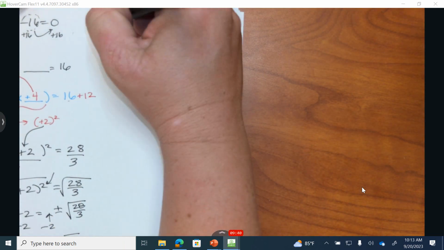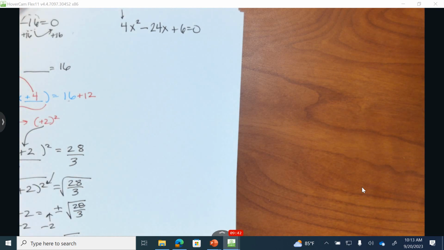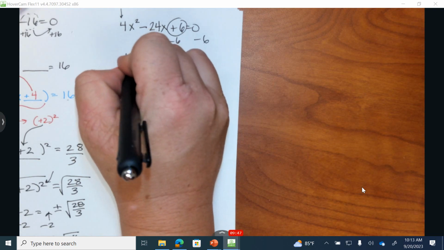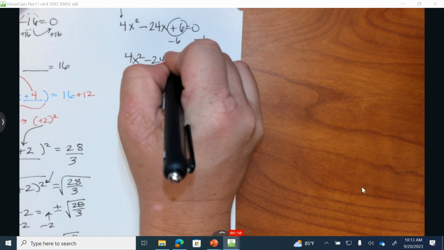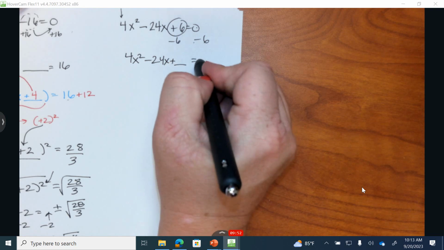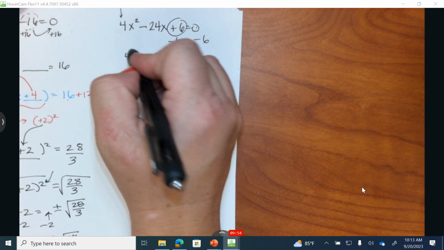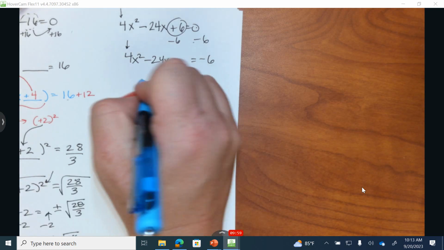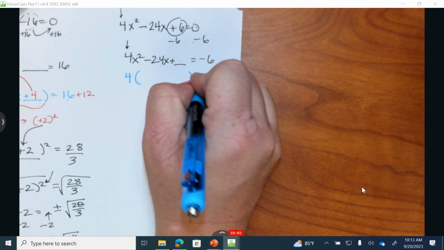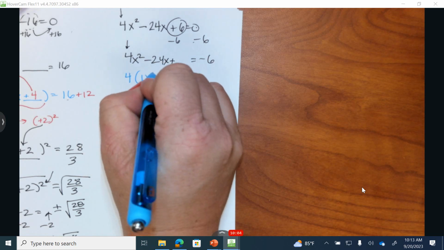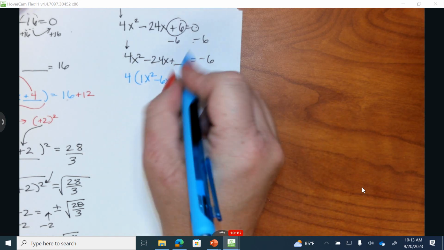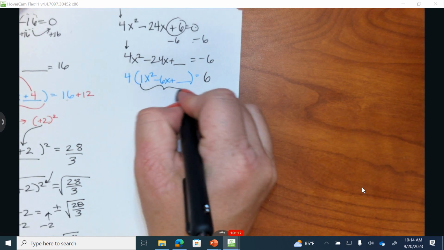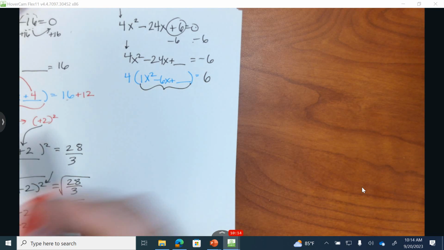So example number 4, the key is that the leading coefficient is not a 1. So I'm going to start by moving 6 to the opposite side. 4x squared minus 24x equals 0 minus 6 is negative 6. Again, whenever the leading coefficient is not a 1, I've got to factor it out. So I'm going to factor out here. 4 times 1 is 4. 4 times negative 6 is negative 24. And I'm going to focus just on this trinomial that's inside parentheses.